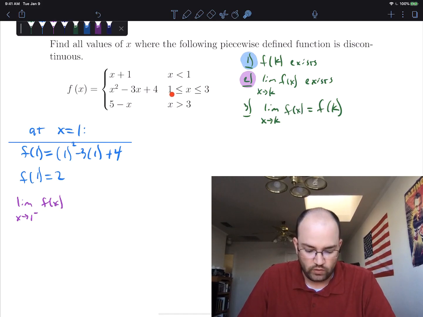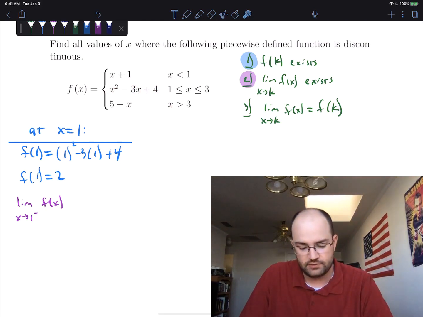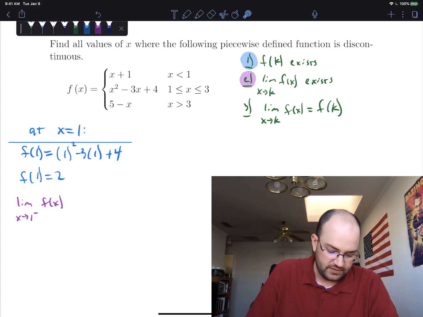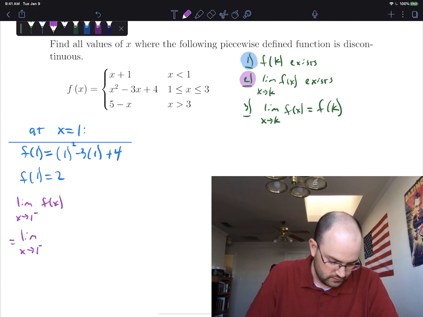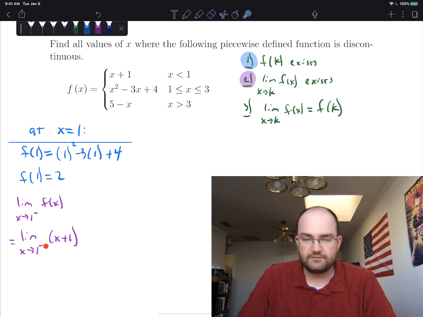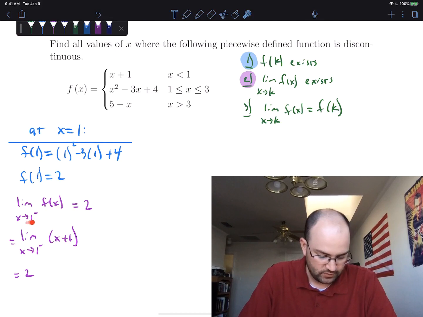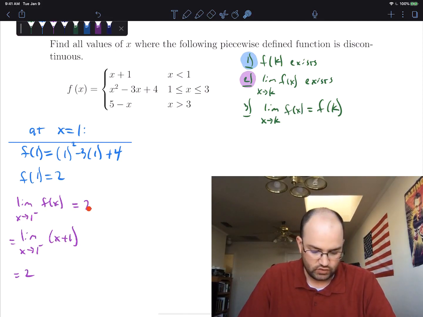Notice if we plug it in here, is 1 less than or equal to 0? No, it's not. So we wouldn't actually use that definition. Same thing down here. Is 0 greater than 3? No, it's not. So I wouldn't use that. I would only use the x plus 1 here. So to determine this, we simply replace f of x with x plus 1. It doesn't matter if we're going from the left or the right. We're just going to replace the x with 1 here because this is just a polynomial. And that's going to give us 2. So the limit as x approaches 1 from the left of this function is 2.